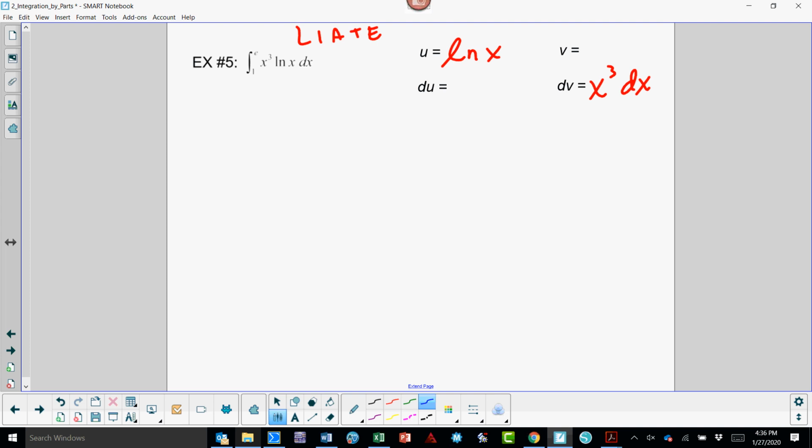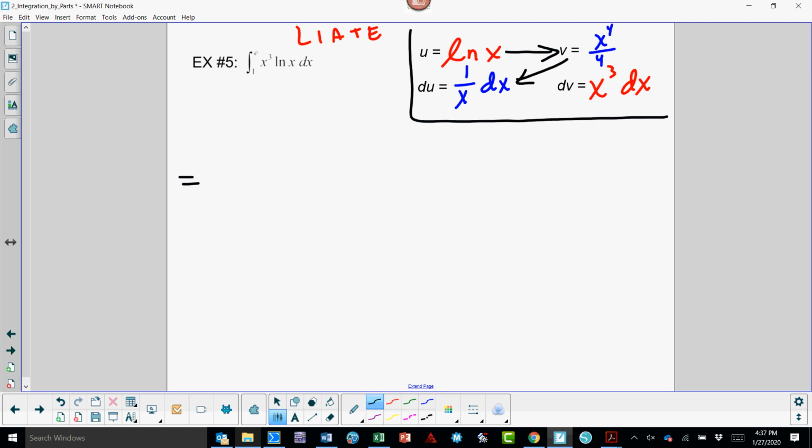Now I need to find du and I need to find v. So if u is ln of x, then du is 1 over x dx. If dv is x cubed dx, then v, I just integrate it, is going to be x to the 4th over 4. And then remember, we deal with the plus c over here, okay? So once I make these substitutions, once I fill all this in, don't worry about the original problem. Just do what you're supposed to do: uv minus the integral of v du. That's what you do. So we're going to have 1/4 x to the 4th ln of x.